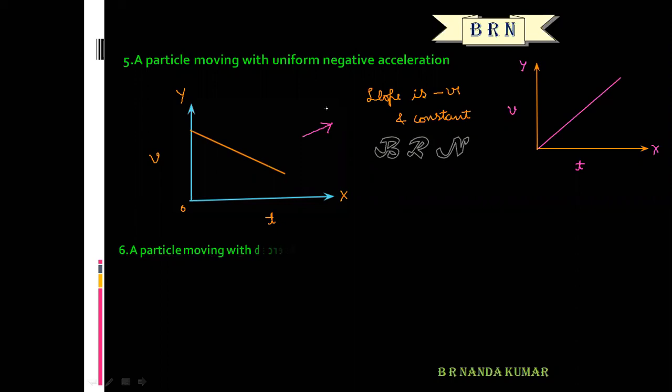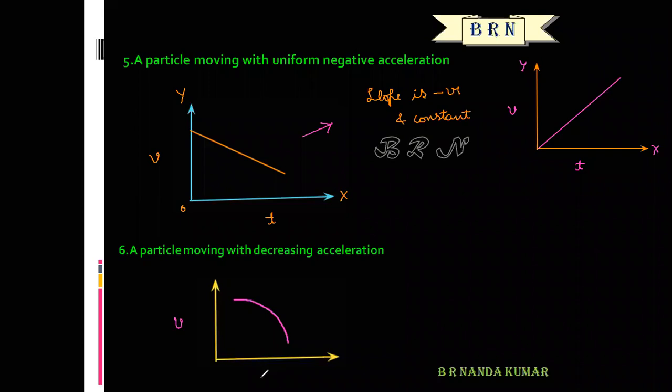The next graph, a particle moving with decreasing acceleration. So here we will get a decreasing curve in the VT graph. Again, let us consider the VT graph. Velocity is taken along the y-axis, time is taken along the x-axis. So this curve shows that as the time increases, the acceleration of the particle gradually decreases. This graph shows a particle moving with decreasing acceleration.